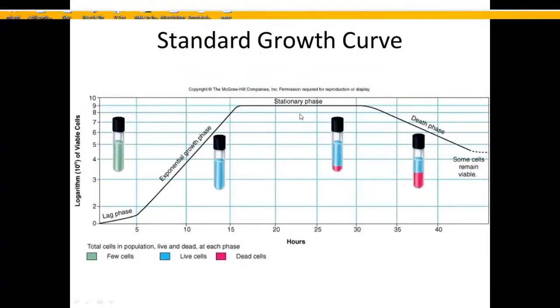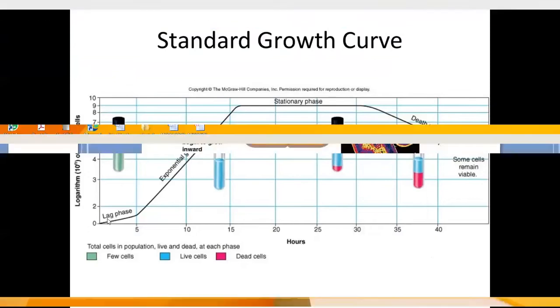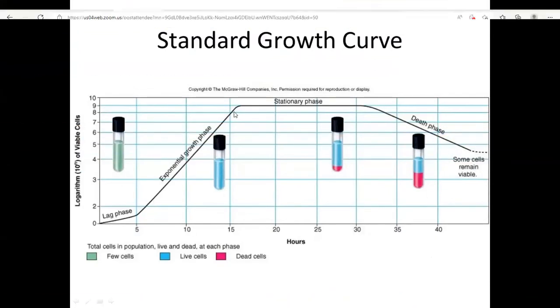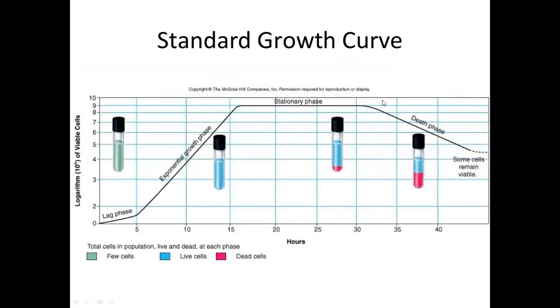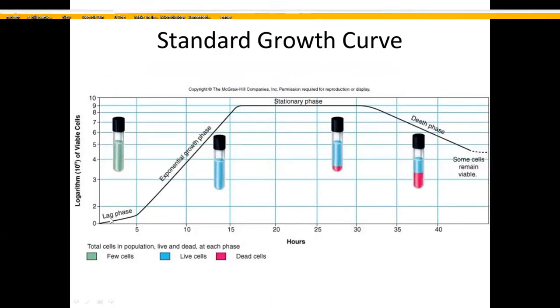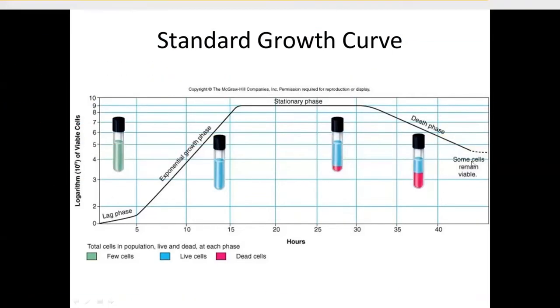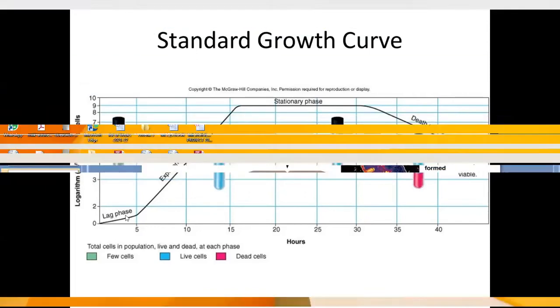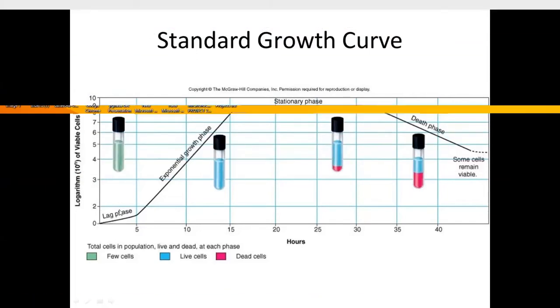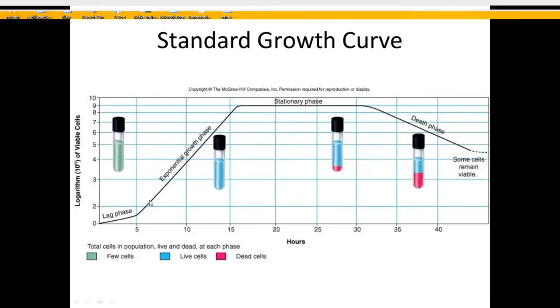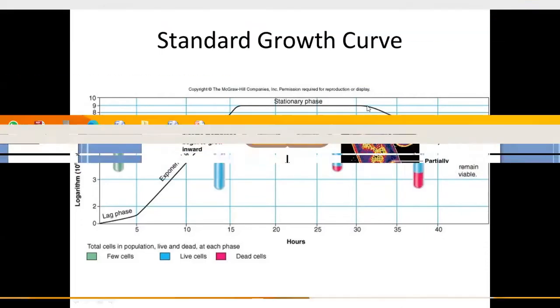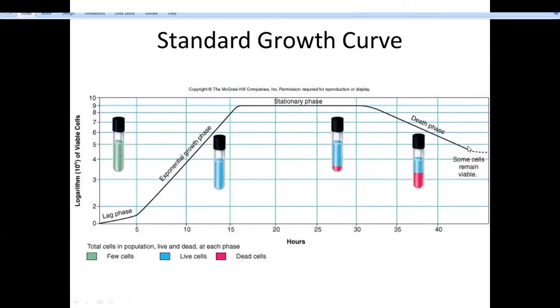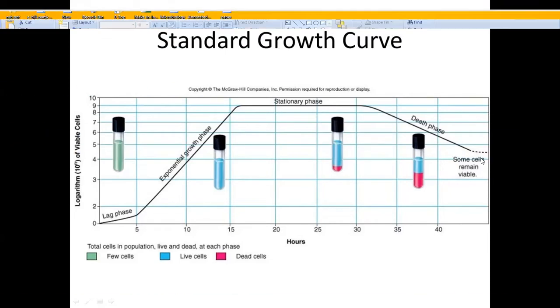Next, this is the growth curve. Growth curve will have 4 phases: lag phase, log phase or exponential phase, stationary phase and death phase. Here you may get questions, so remember the phases. Initially there won't be much increase in the cell number. In the exponential phase, the cell number will drastically increase, and then in the stationary phase, cell number will be constant, and then in the death phase, the cell number will come down or decrease.